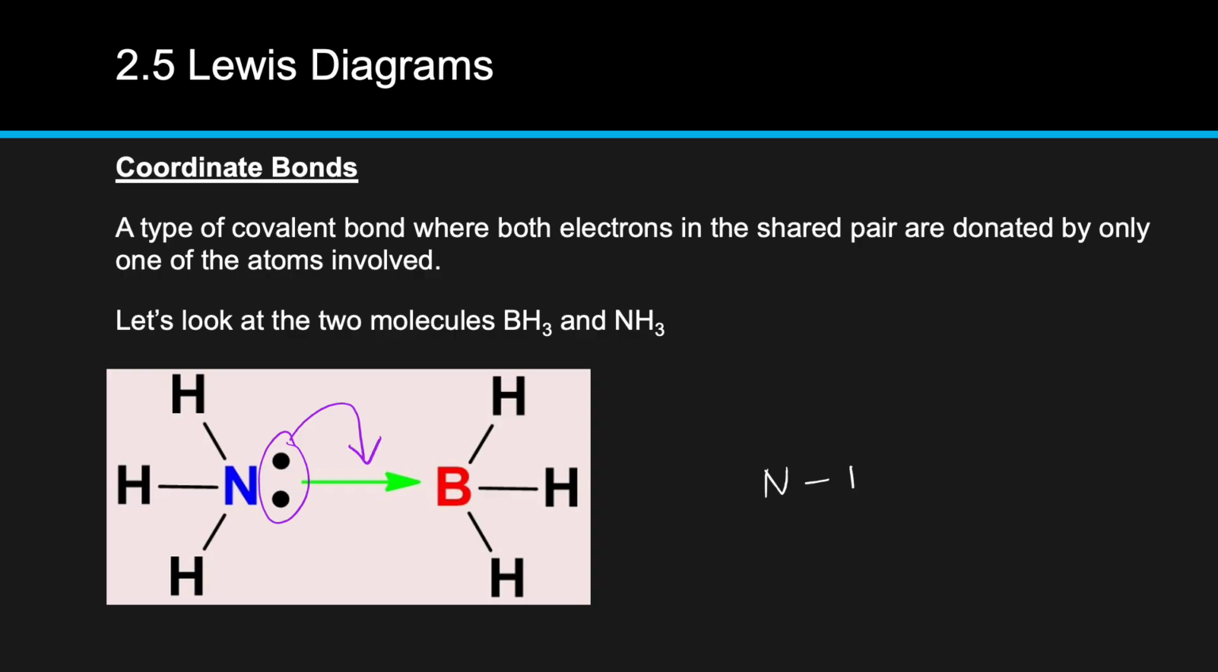We have our N to B bond, and we have our 3 hydrogens on each atom. And that central bond there would be the coordinate covalent bond, or the dative bond, because both of the electrons came from nitrogen.